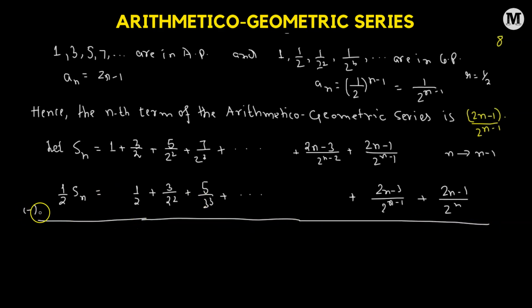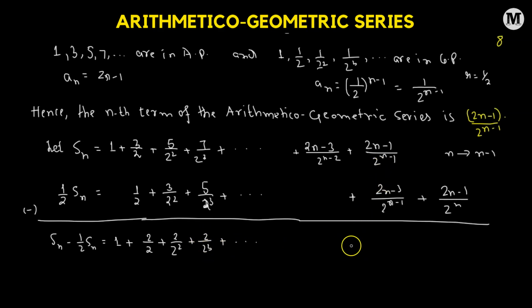Now what we'll do, we're going to perform a subtraction here. So we're going to subtract half of Sn from Sn. Now we have Sn minus 1/2 of Sn. This is going to be equal to 1 added to, we have 3 over 2 minus 1/2. So that's going to give us 2 over 2, added to 5 over 2 squared minus 3 over 2 squared. So that gives us 2 over 2 squared, added to 7 over 2 cubed minus 5 over 2 cubed. That says 2 cubed actually. And that gives us 2 over 2 cubed, added to the remaining terms.